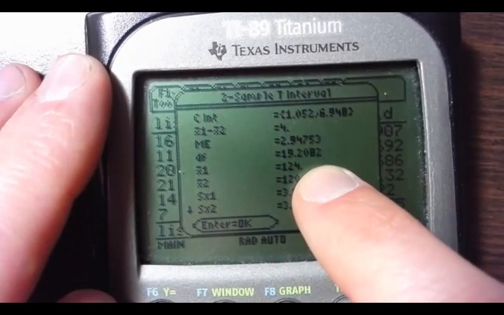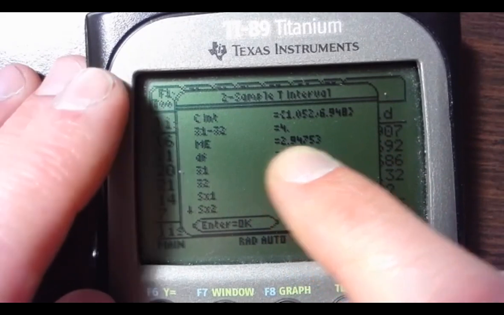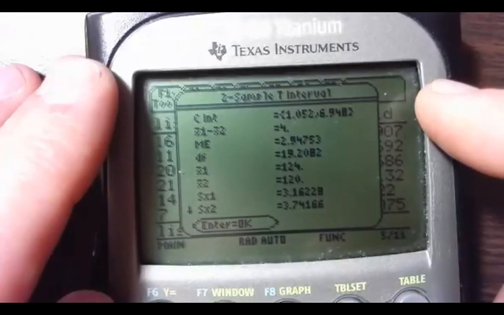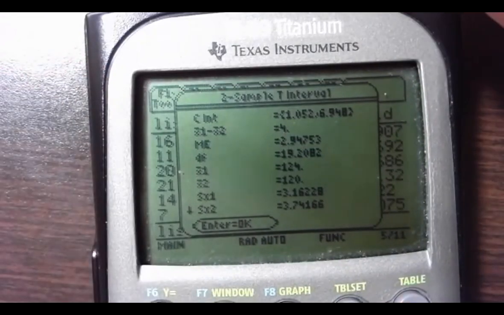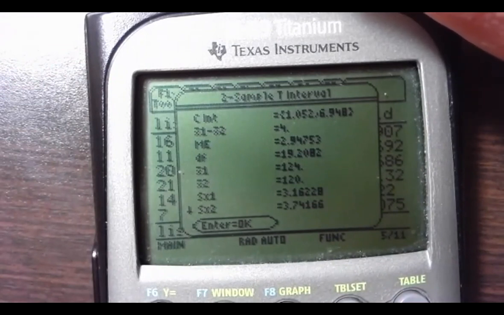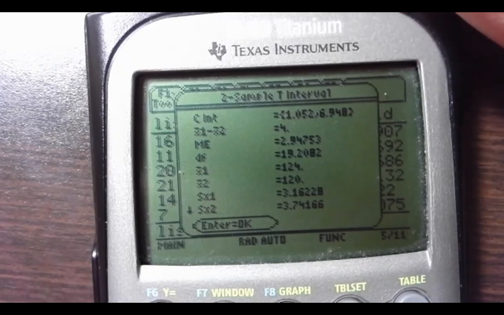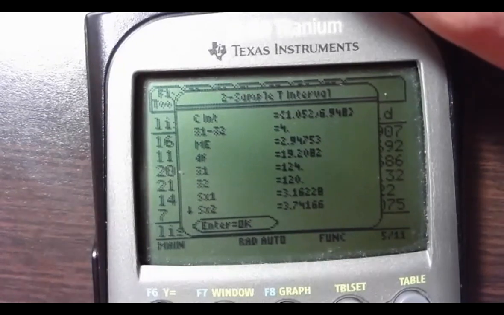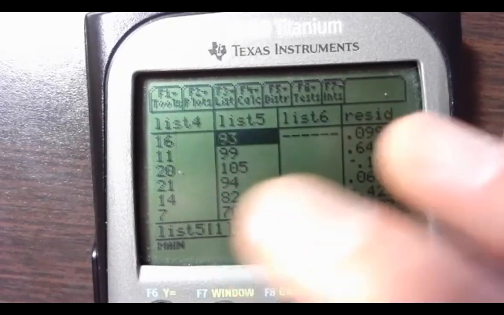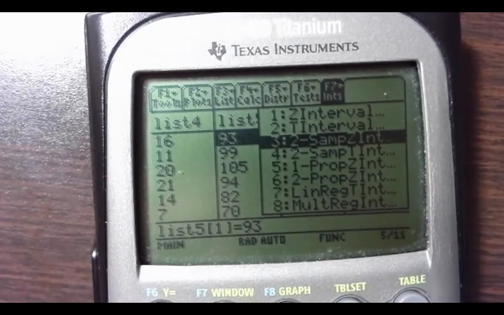There's my interval, otherwise known as 4 plus or minus 2.94 or 2.95. That's the interval I got when I did it unpooled, and then I did it pooled and got a different one. Oh, yep, you're right. This needs to be pooled. So the pooled is 12.61. Thank you for catching that, whoever that was.